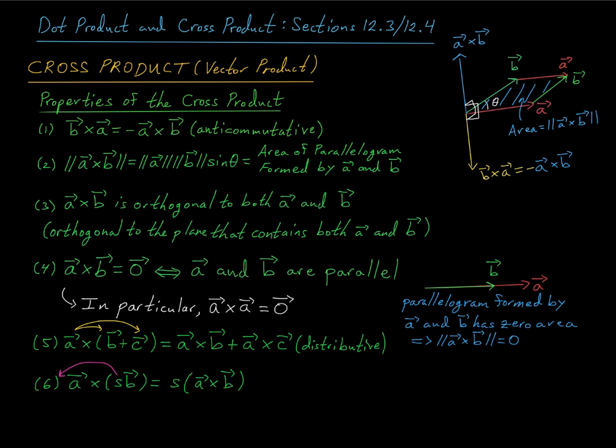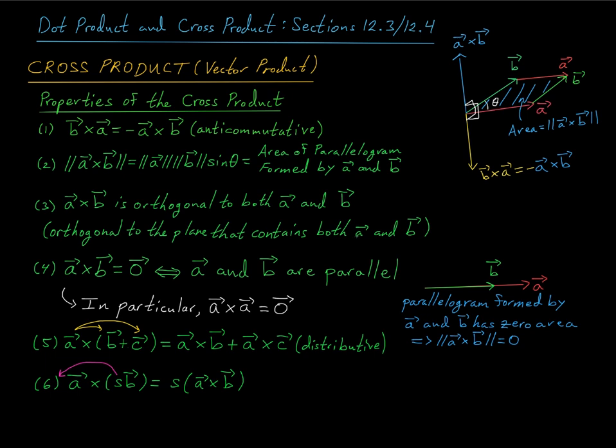All right, the next property is really the result of that theorem we just stated about magnitude. It says the magnitude of the cross product, A cross B, is the product of the magnitudes of A and B times the sine of theta, and this is equal to the area of the parallelogram formed by A and B. The third property says that A cross B is orthogonal to both of the vectors A and B, or put another way, A cross B is orthogonal to the plane that contains both of the vectors A and B.